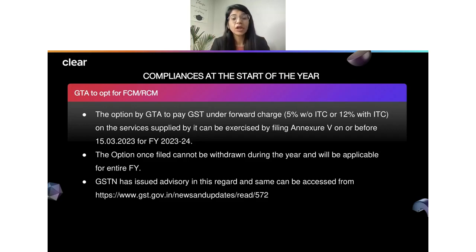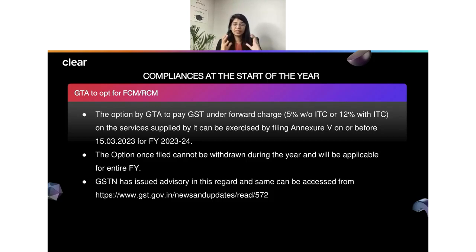Because we know there was a lot of confusion, I am availing freight services from a GTA, which means whenever I'm selling or purchasing something, I may be paying some freight. If I'm availing those services, the question was that I have availed the services, but I actually don't know whether I have to pay the taxes under reverse charge or not. That was the confusion we had a lot of the time.